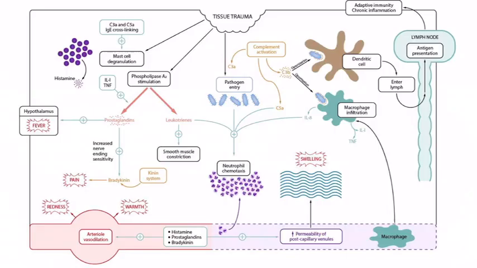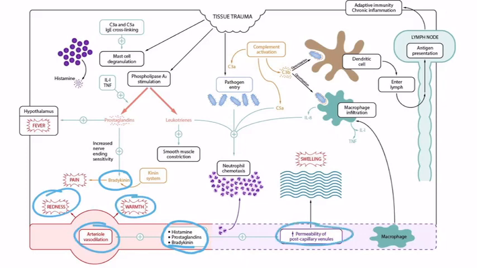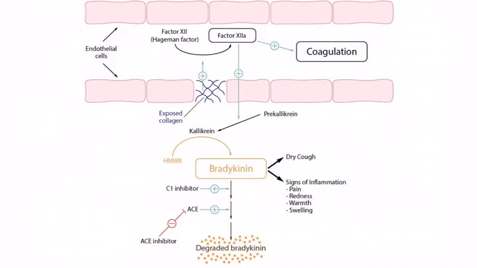So going back to this image, we know that bradykinin is formed, and we can see bradykinin listed down here. And so, just like histamine and prostaglandins, bradykinin will cause arterial vasodilation, leading to warmth and redness, and it'll also cause increased permeability of the post-capillary venules, causing swelling. And lastly, bradykinin can stimulate the nerves to increase the sensation of pain. We also listed those actions on this image. We can see bradykinin listed here, and these signs of inflammation right here: pain, redness, warmth, and swelling.